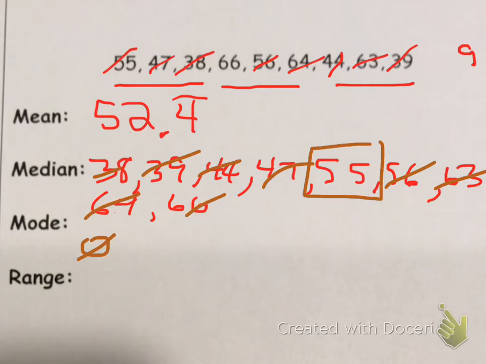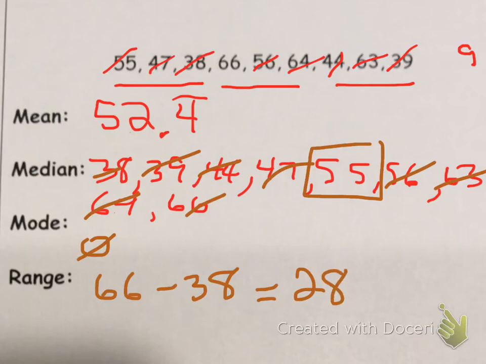Range, highest number to lowest number subtracted. So the highest number is 66. The lowest number is 38. We're going to subtract those, and when you do that, you get 28. Okay, questions on that? You guys all right? Good.